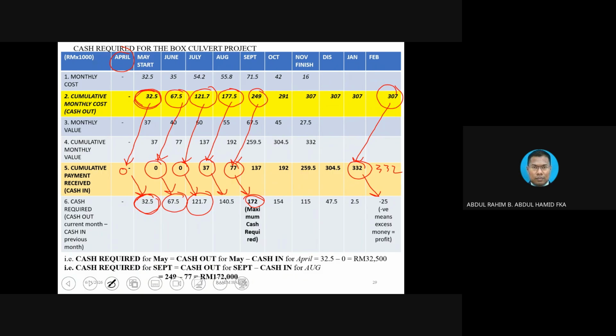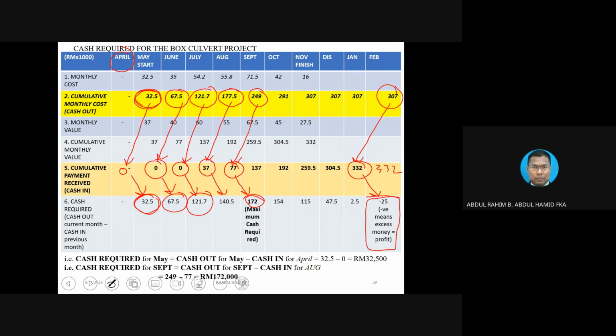What does negative mean? I already put a note. Negative does not mean bad things in this concept, because row number 6 indicates cash required, money needed. But when you have negative, meaning to say now you have excess money, so you don't require the money anymore. You notice that only after the third month, then basically your cash flow is getting okay.